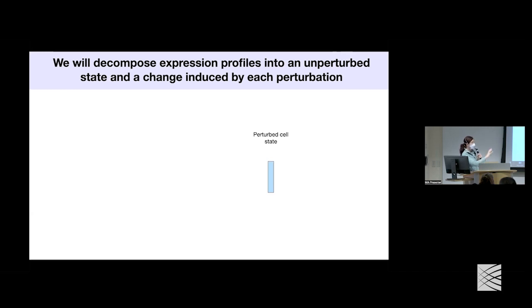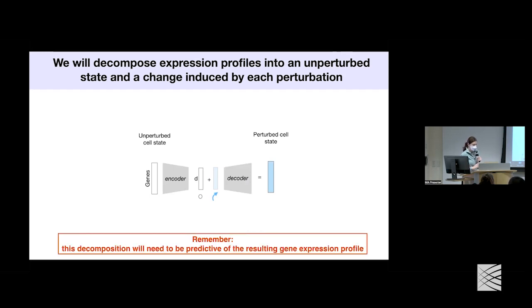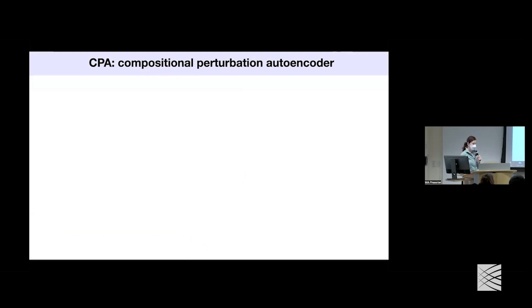So if we think that we have the perturbed cell state, it's going to be starting from an unperturbed cell state, encoding it into this low dimensional space where we can add the effect of the perturbation and then decode it to get the gene expression. And again, the way this will happen is that it will have to be predictive of the resulting gene expression profile. So let me show you how this model works.